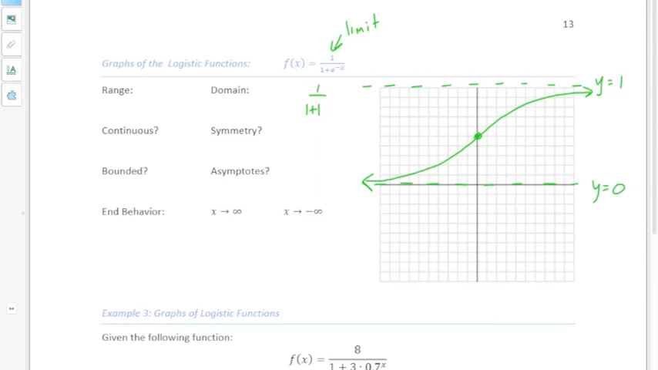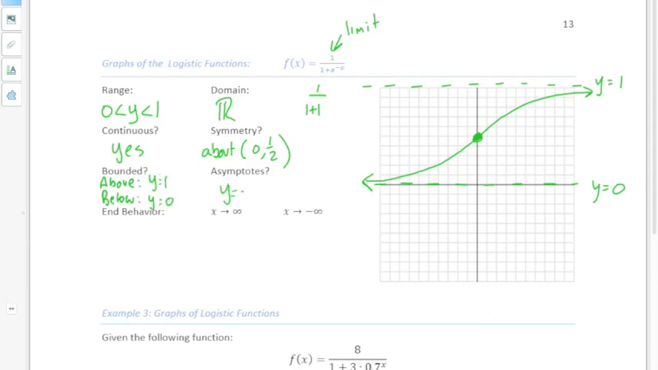But if I just use that graph, its range is between 0 and 1, but it can never equal them. The domain is all real numbers. It is continuous. It actually is symmetric, but not around any normal point that we're used to. It's actually symmetric about the point (0, 1/2). It is bounded both above and below. Above it's at y equals 1, and below it's at y equals 0, which also happen to be the asymptotes.